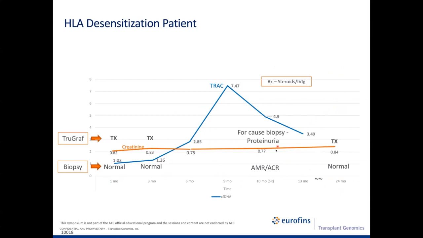Now, interestingly, as we go back and look, the cell-free DNA TRAC assay has shot way up here to almost 7.5, and then at the time of biopsy is still almost 5. Treatment with steroids and IVIG is given, as well as increasing baseline immunosuppression. The cell-free DNA assay continues to improve. There's a gap in time here from 13 months to 24 months, but by 24 months, still stable function with the same creatinine they started with. The TruGraf assay is back to TX, and the biopsy is back to normal.